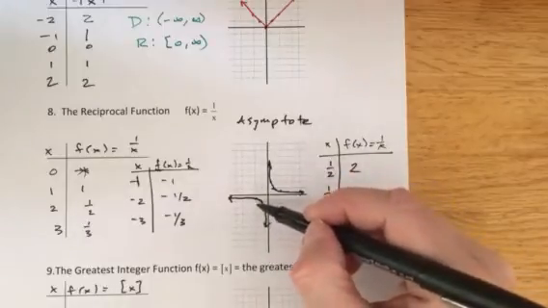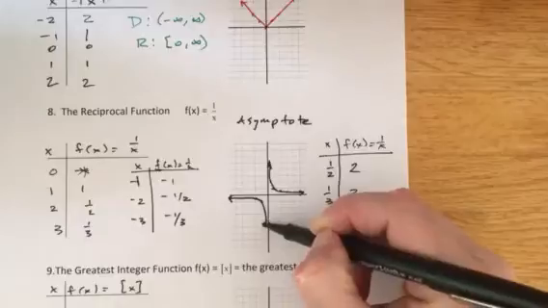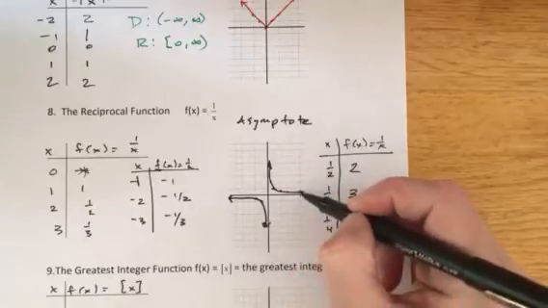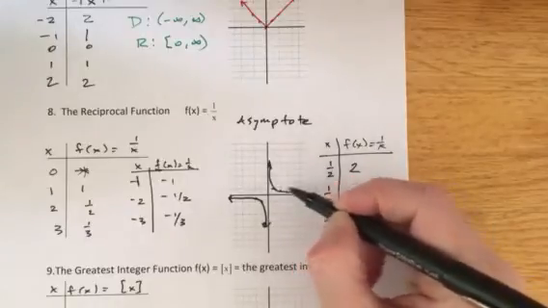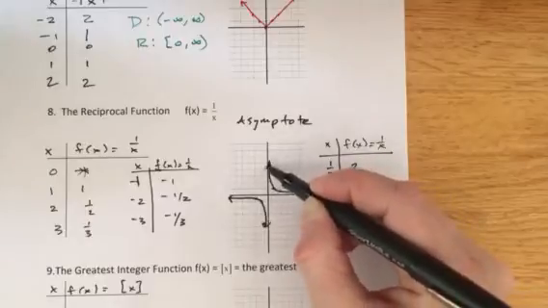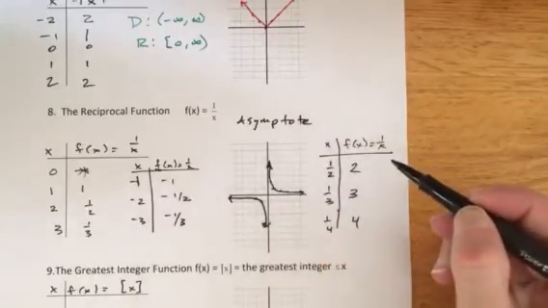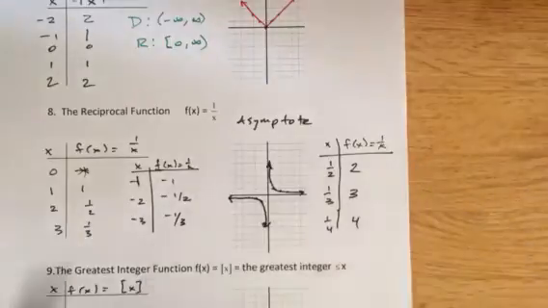So the closer I come to 0 from the left, my outputs drop towards negative infinity. When I approach x equal to 0 from the right side, the outputs shoot towards infinity. Okay, so we get a graph like this.